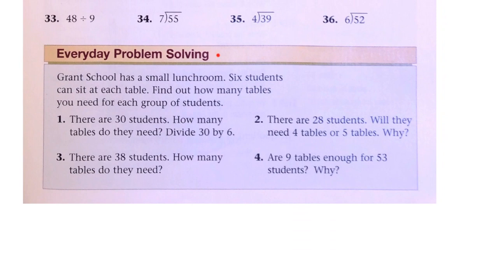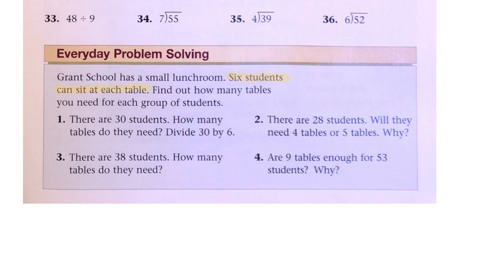So some everyday problem solving. Grant School has a small lunchroom. 6 students can sit at each table. Find out how many tables you need for each group of students. So it's important to know that 6 students can sit at a table.